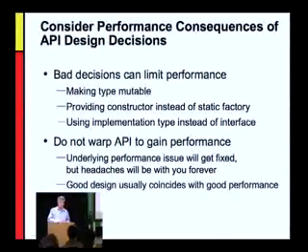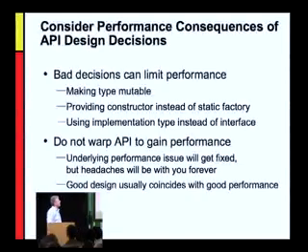Examples of things that can limit it are making a type mutable when it should be immutable, or vice versa. Providing a constructor instead of a static factory, using an implementation type in an API instead of an interface, which means that people always have to use that particular implementation, even if a better one comes along later.